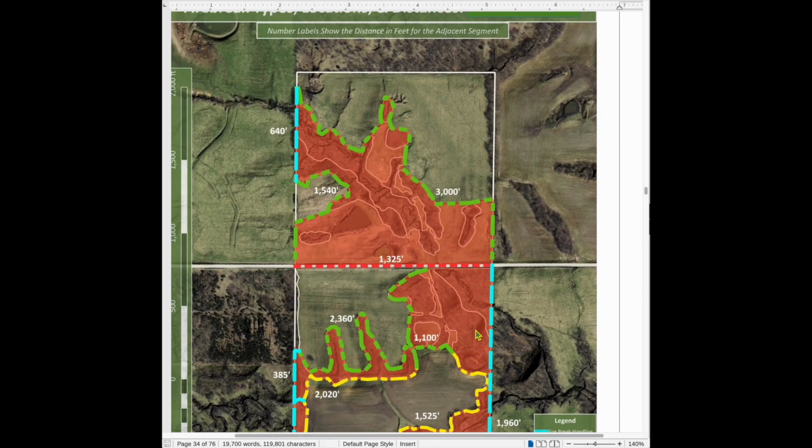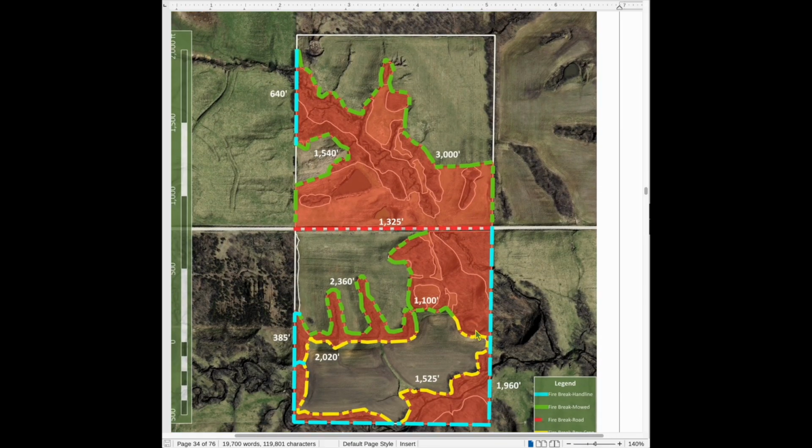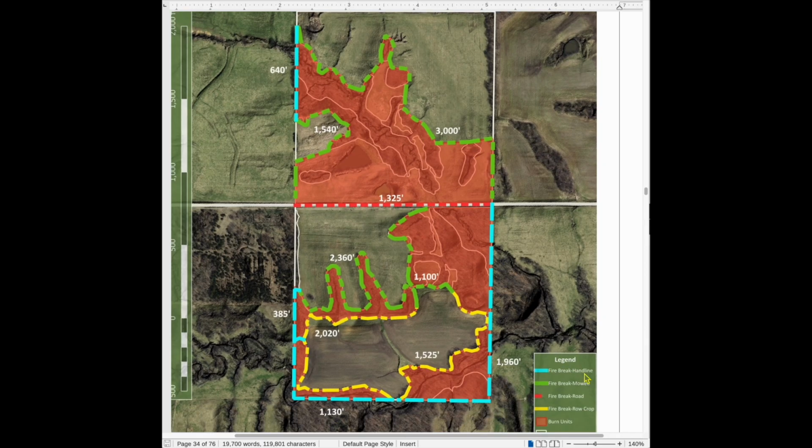Okay, and then as part of the plan, they also want to know the distance of the type of fire line. So here are the types of fire lines. The blue is hand line, green is mowed, red is road, yellow is row crop, and then the distance in feet for each segment.